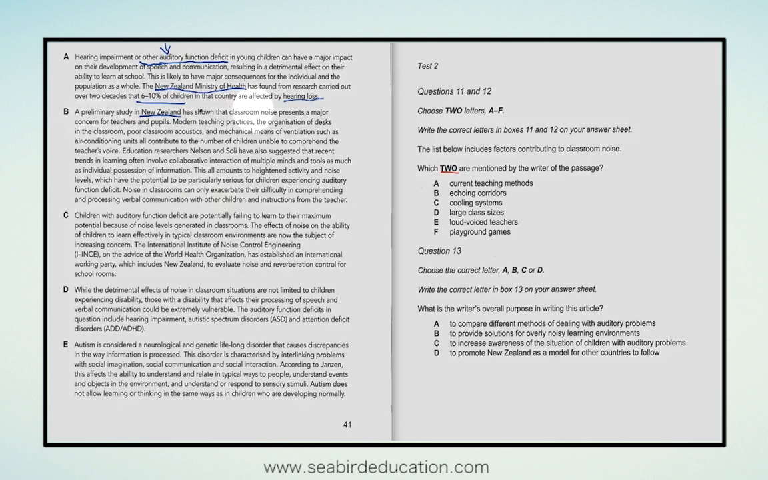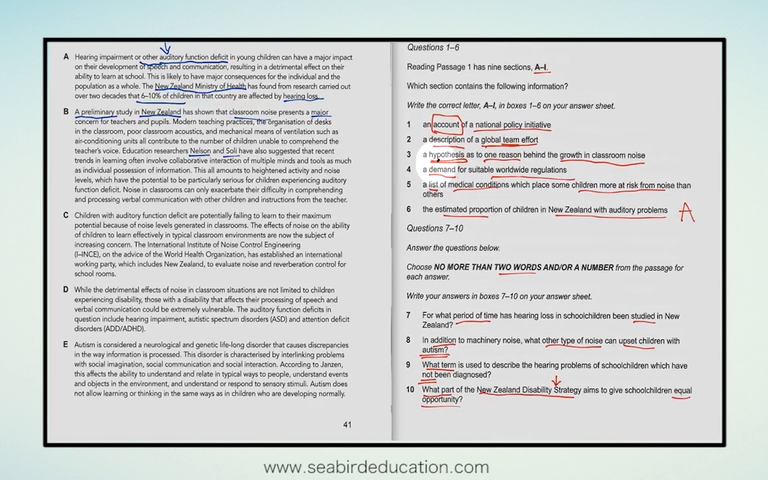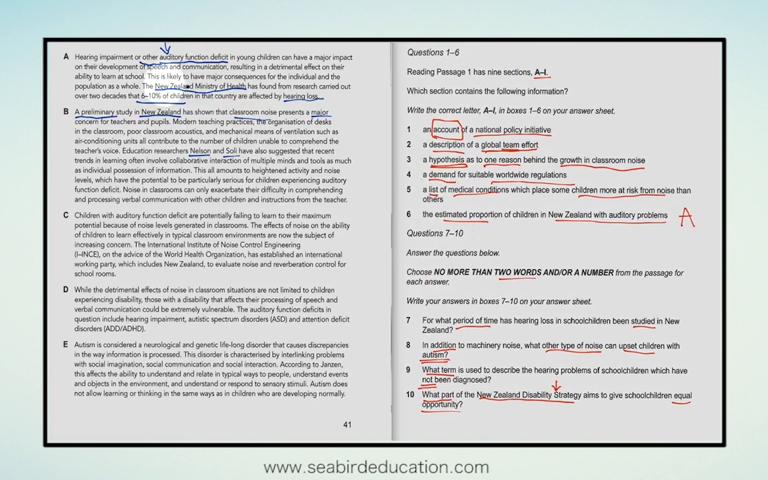Except the first sentence. So the first sentence we are going to read in detail, but everything else we'll just underline the keywords, like Nelson and Solly, and I'll show you some of the honey phrases that I find. So preliminary study, major concern, classroom noise, we've heard that before. Let's just go back up here because we'll have to look at that perhaps. Major concern, okay.